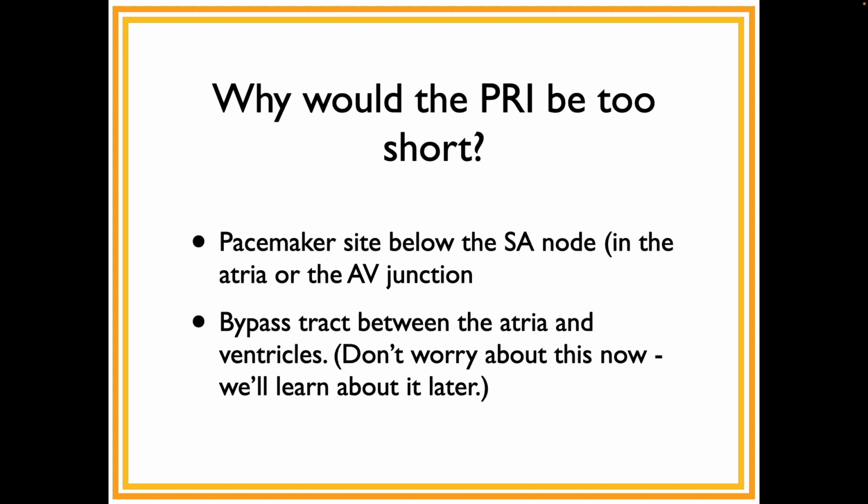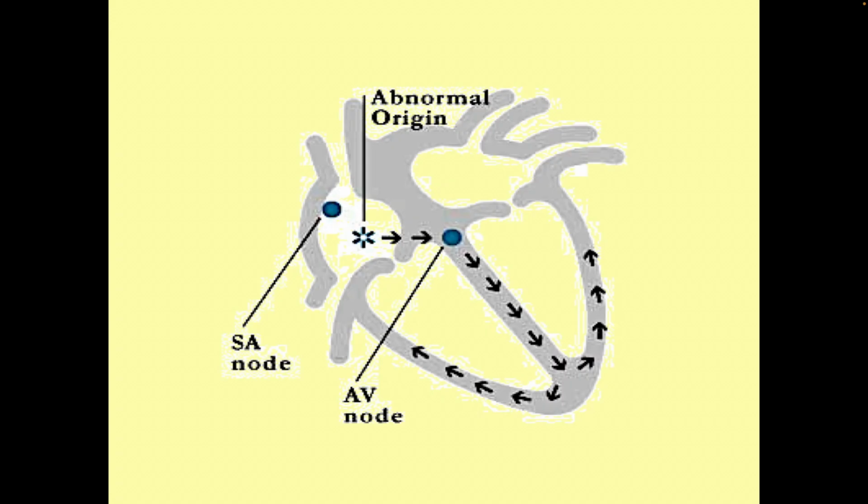So a bypass tract between the atria and the ventricles will also lead to a PR interval that's too short. So here, for example, is what I drew there: if you have an abnormal pacemaker, it could lead to a shortened PR interval, okay?